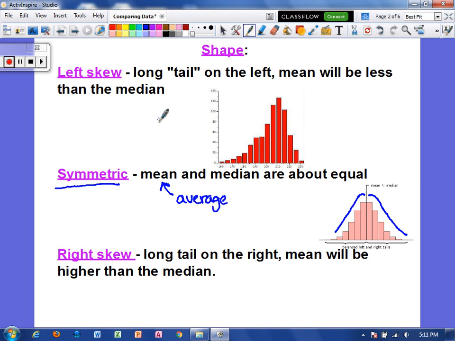Now, let's come back here to the top. If a graph is not symmetrical and it is shorter on the left, that is a left skew, and it kind of looks like a long tail on the left. That means that the mean will be less than the median. And for a right skew, it's going to have a long tail on the right. So your graph would look something like this instead. And that means that the mean will be higher than the median. So just keep in mind, whatever side you see the tail on, that is going to be either the left or the right skew.